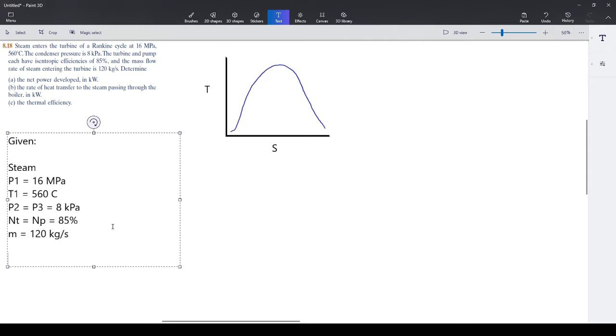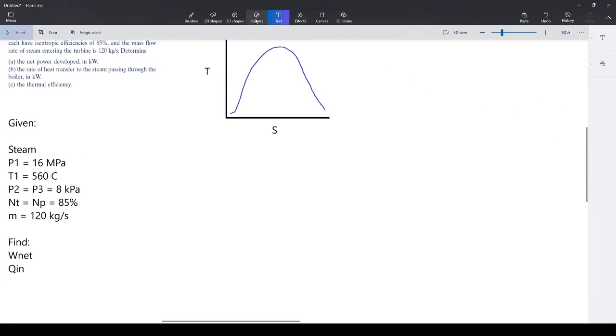And it says what we are trying to find: net power developed, so W net, heat transfer to the steam passing through the boiler, so this would be Q in, and the thermal efficiency, so eta therm, is what we are trying to find for this question. These are all the things we were given. This is what we are trying to find. Although I didn't get eta therm down there, I will add that in just a second. So these are what we're finding. But first, obviously, we need to find everything else associated with it.